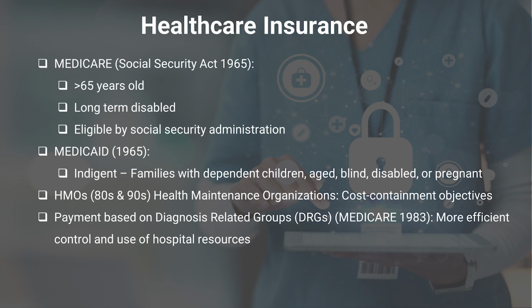In the decades of the 80s and the 90s, health maintenance organizations were set in order to contain the costs associated with healthcare services, but this was more effective after 1983, when Medicare associated the payments to providers with the diagnosis related groups. This means that the provided services were codified and grouped in a standardized way, and this allowed for a more efficient control of payments and use of organization resources.